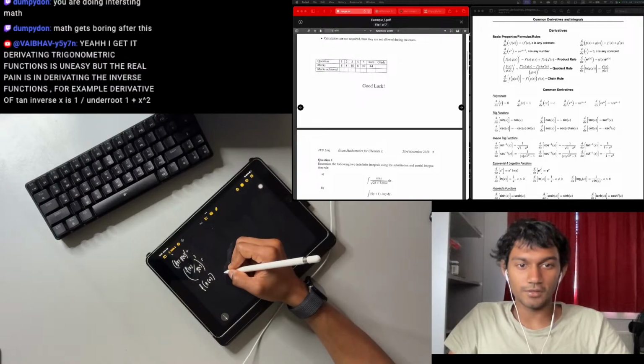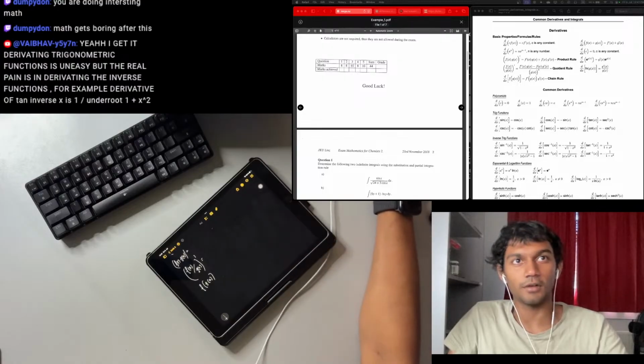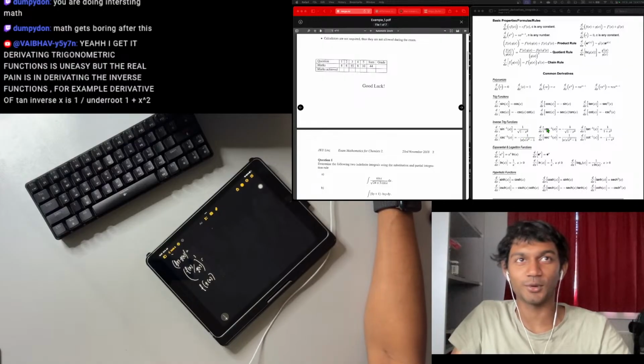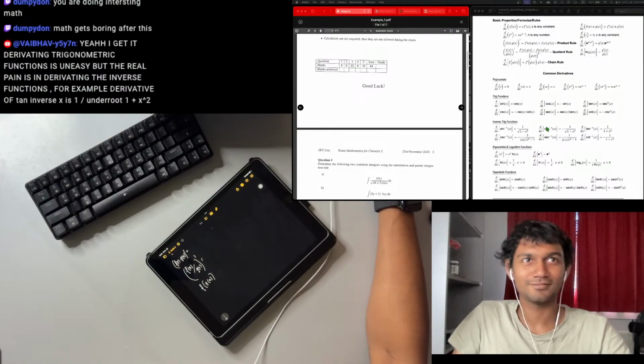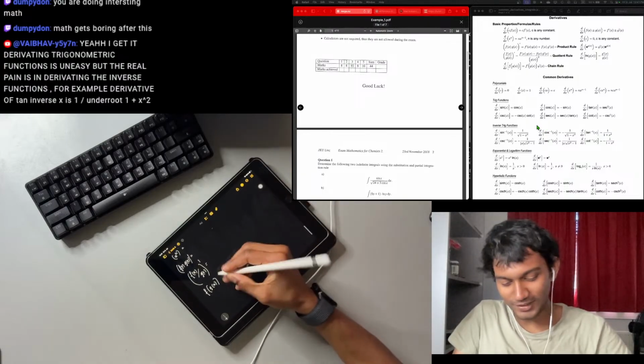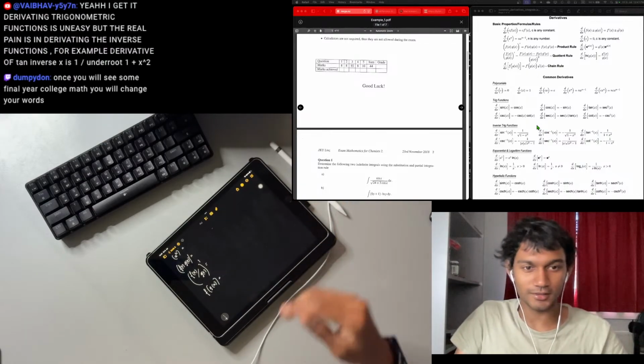Yeah, the derivation of inverse of trigonometric functions. Yeah, I do have the formula here. Derivative of sine inverse is 1 by root of 1 minus x squared. Say what? How? That's not even related to trigonometry.